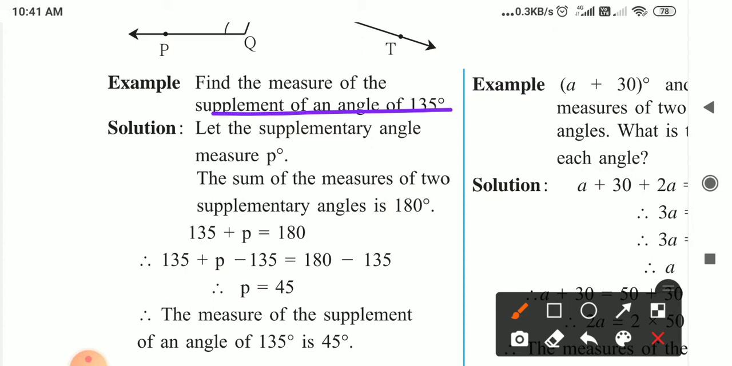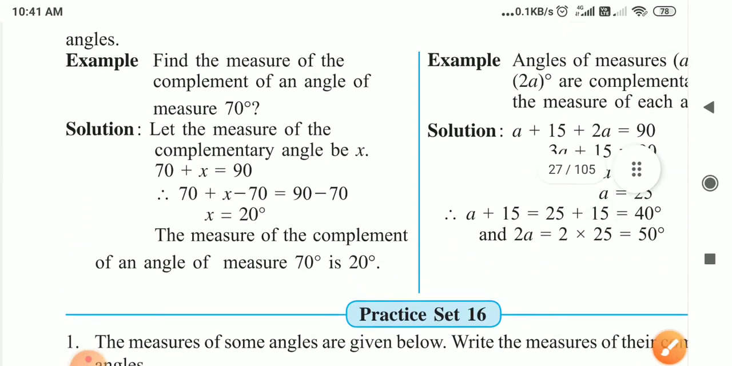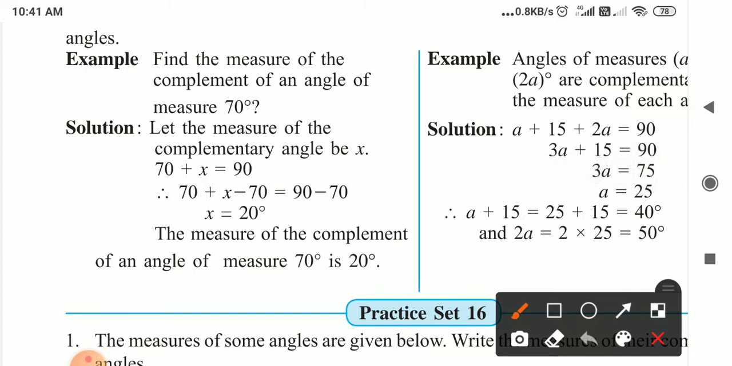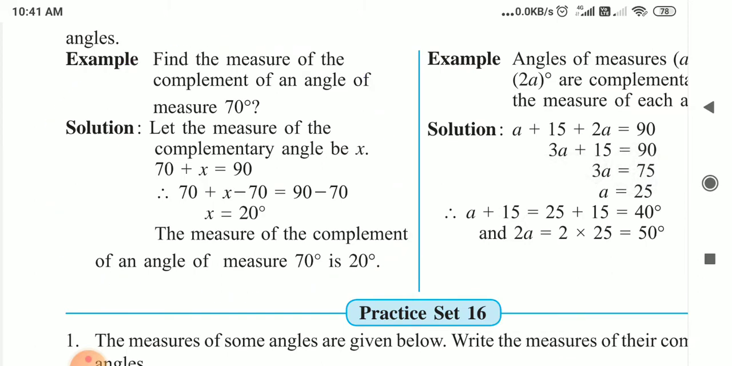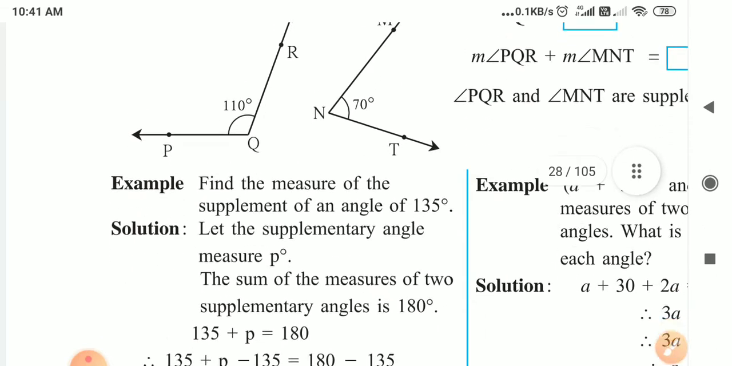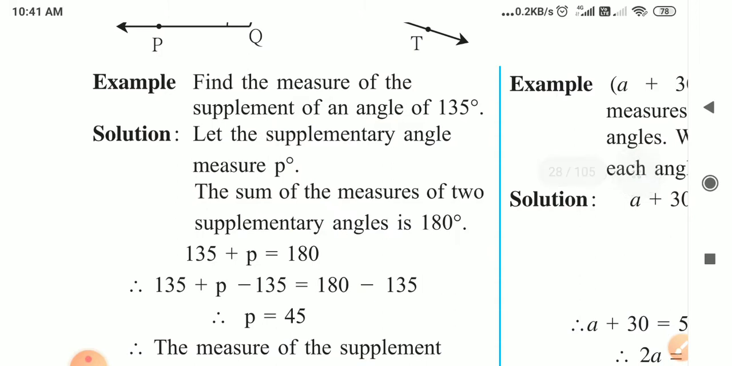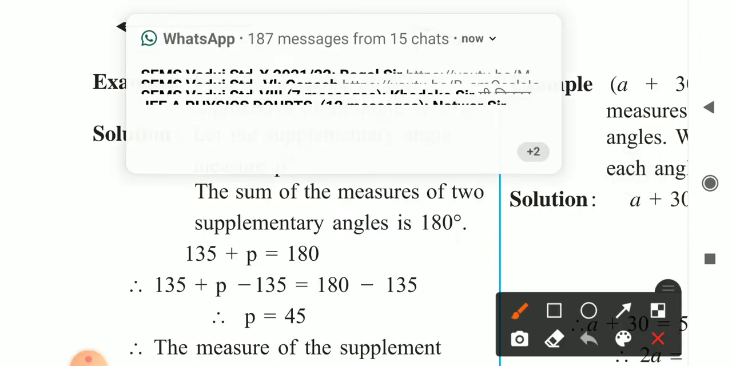Find the measure of the supplement of 135. In yesterday's lecture, we solved the same example for the complement. Here we have to solve the same example for the supplement. The only difference is that when the sum of measures of two angles is 180 degrees, they are called supplementary angles.